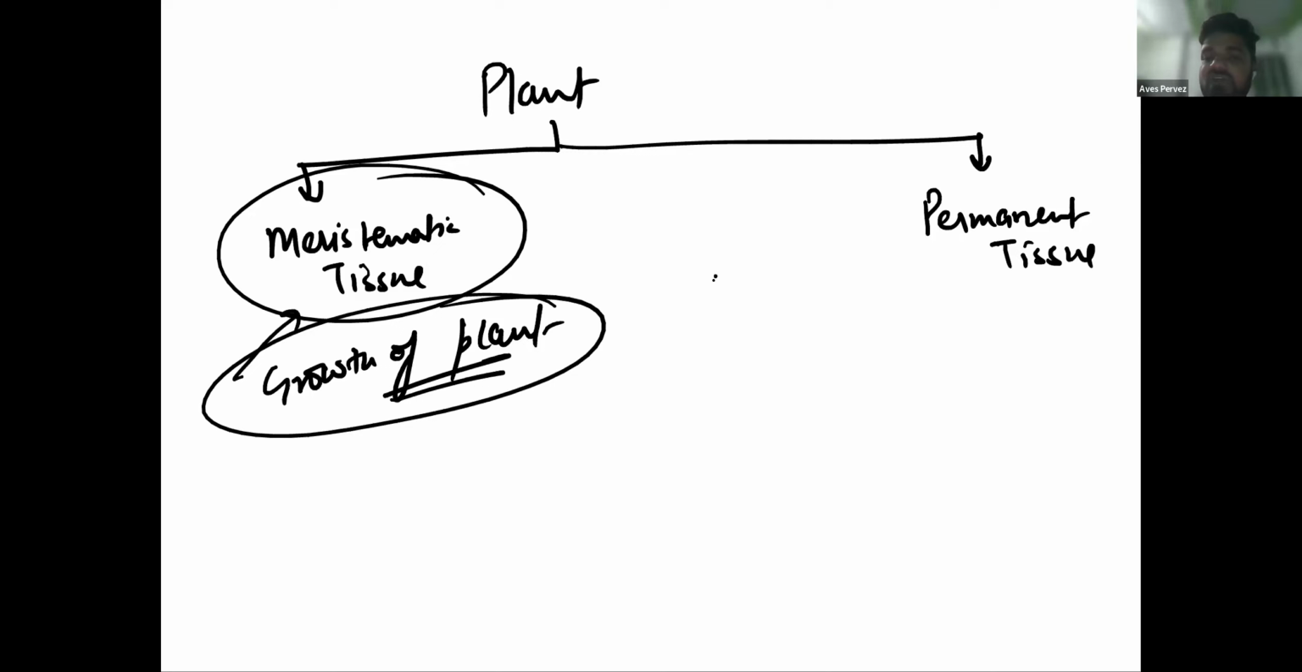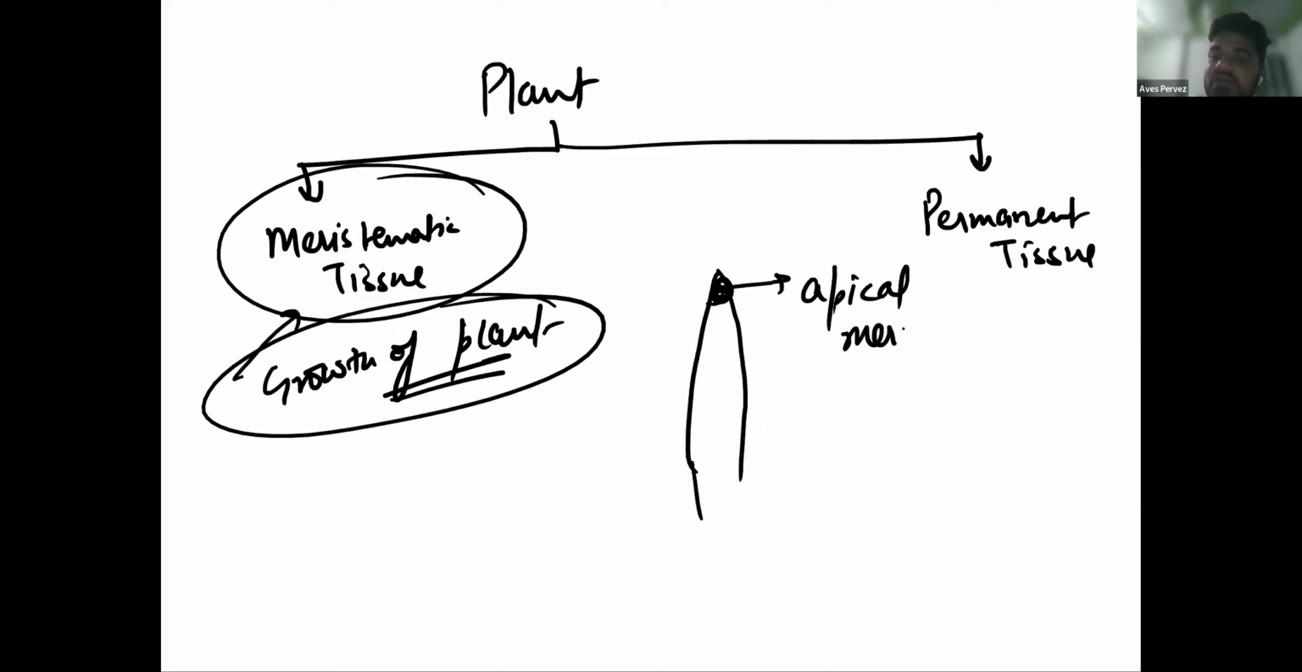For example, if the tissue is present at the tip of the plant, it is responsible for increasing the length of the plant, and this type of tissue is considered apical meristematic tissue.